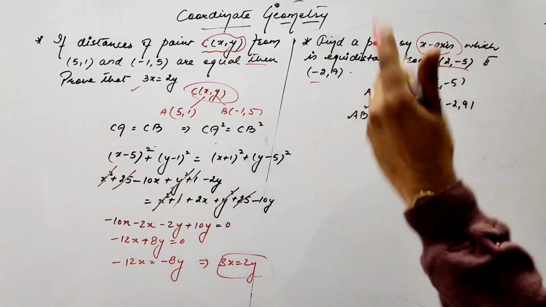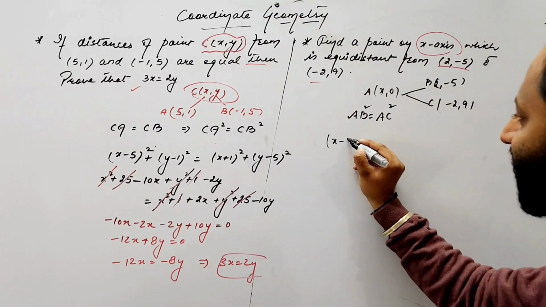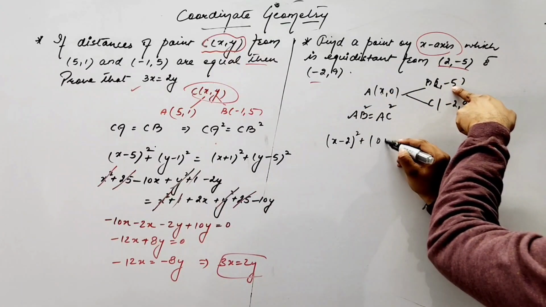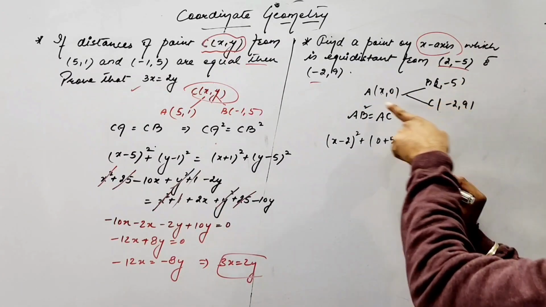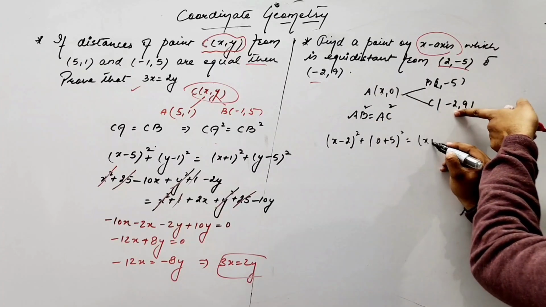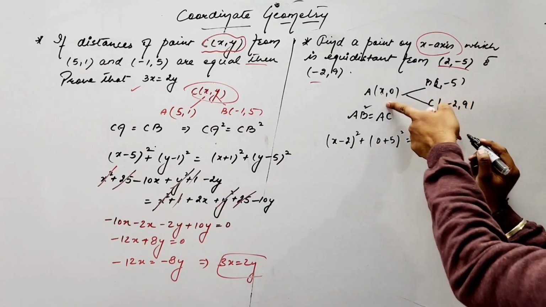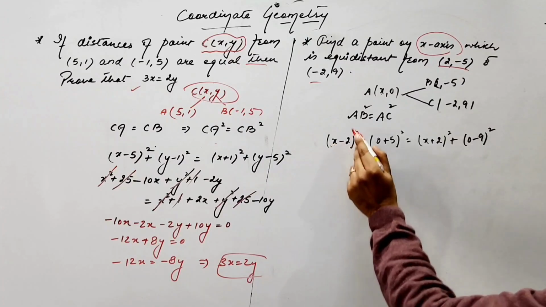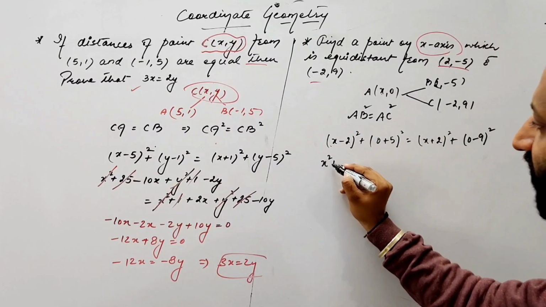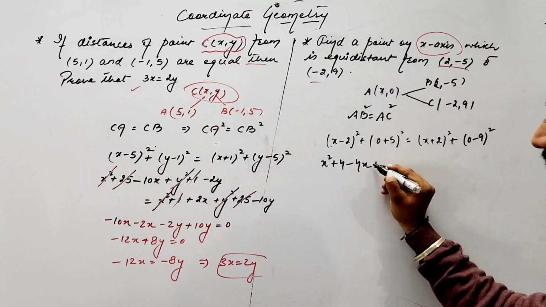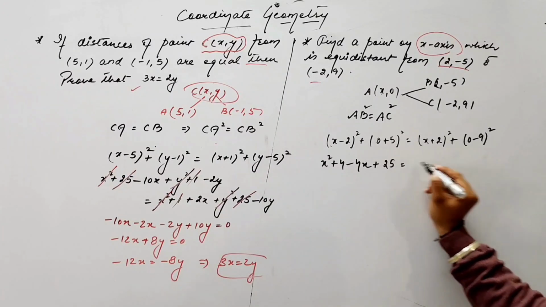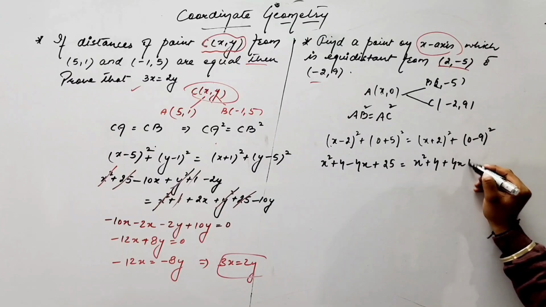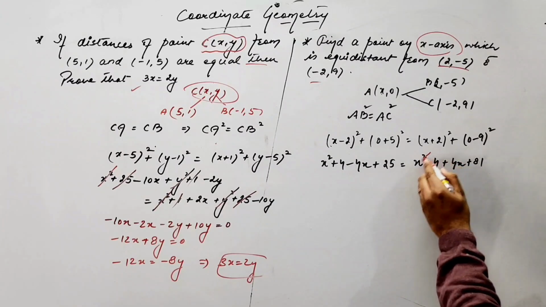Either write x minus 2 or write 2 minus x. So (x minus 2) whole square plus (0 minus minus 5) square, equals (x minus minus 2) whole square plus (0 minus 9) whole square. (a minus b) whole square is a square plus b square minus 2ab. 5 square is 25. (a plus b) whole square is a square plus b square plus 2ab, and 9 square is 81.